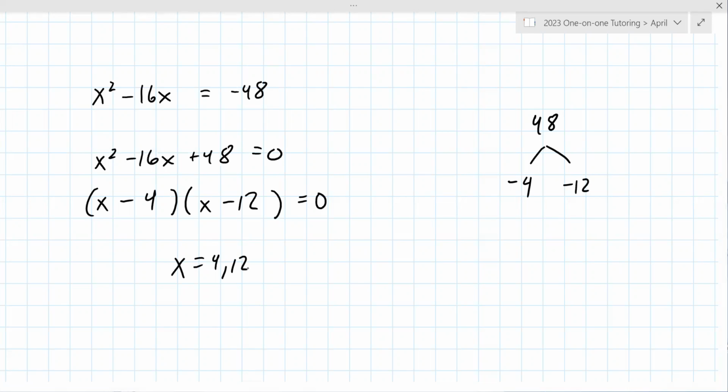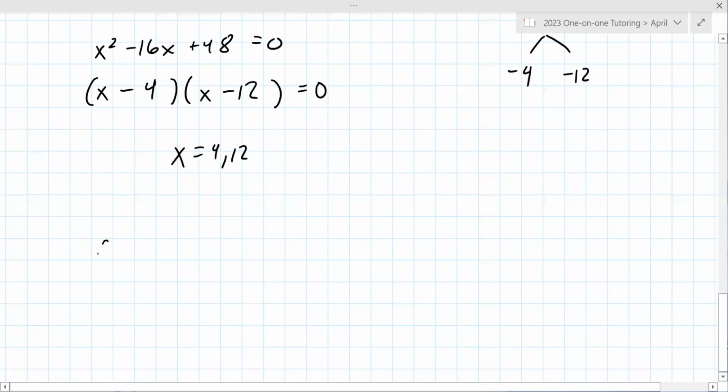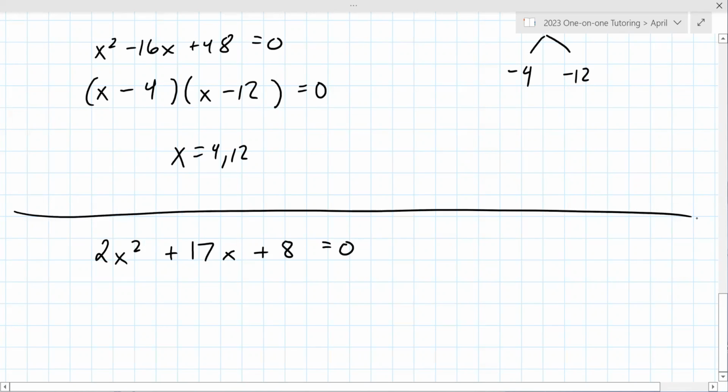Next one I have is already set equal to 0. 2x squared plus 17x plus 8 equals 0. Like this? Yes. All right. So this is like the first two that we did. Got a number in front, 2, that's not a 1. No GCF here. How do you proceed?